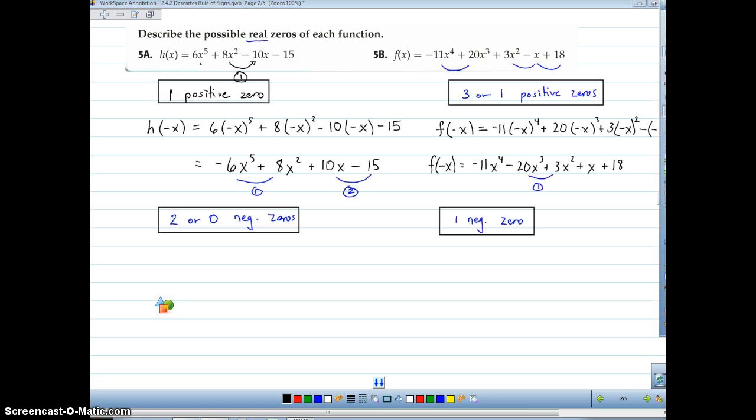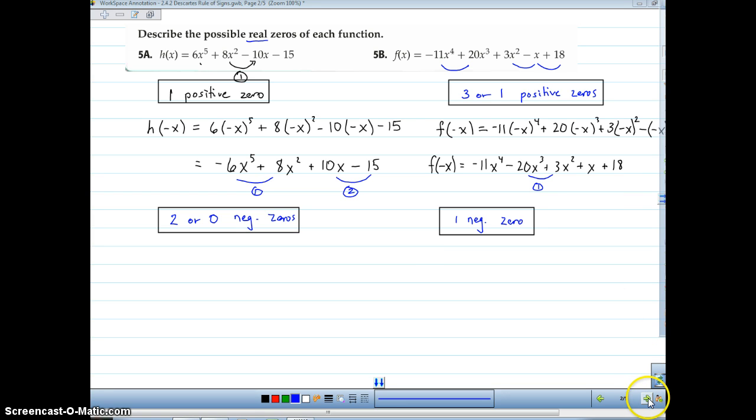Okay, if you did it correctly, you should have noticed that there was one sign change in 5a, so that means there's one positive zero. Once you plugged in h of negative x, you got that there were 2 sign changes, so there's either 2 or no negative zeros. For 5b, there were 3 sign changes. I marked them all. So that means there's either 3 or 1 positive zero. And then when you plug in negative x, there's only one sign change. So there's only one negative zero.